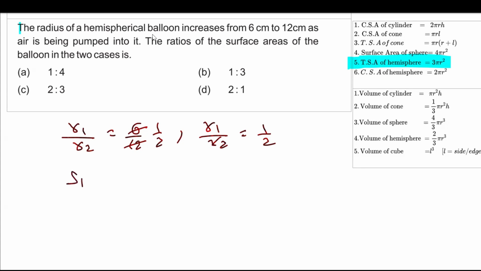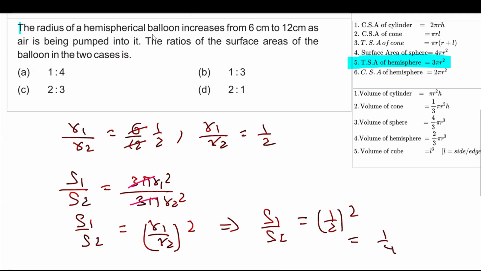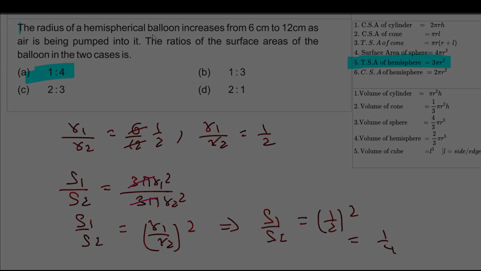Now, let's say S1 is the surface area of the first and S2 the second. You can see that the formula will be 3 pi R1 square divided by 3 pi R2 square. So here 3 pi gets cancelled. So we are getting S1 over S2 as R1 over R2 whole square. What does it imply? That S1 over S2 is, with R1 over R2 replaced with half, 1 by 2 square. That is 1 over 4. So yes, we have this option. 1 is to 4 is the correct answer in this case.